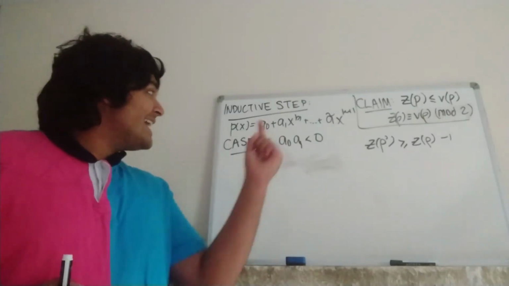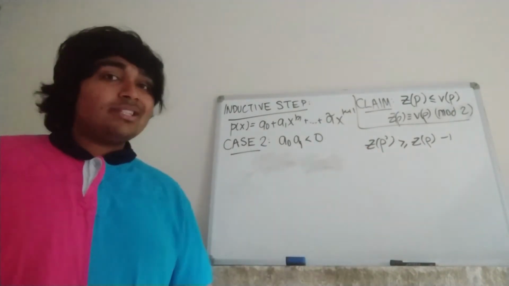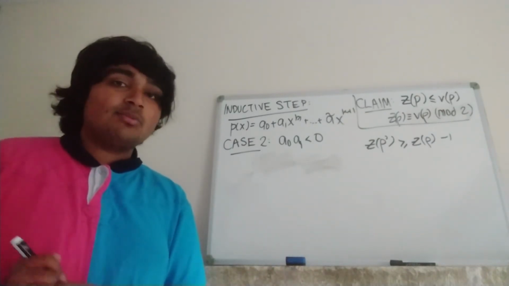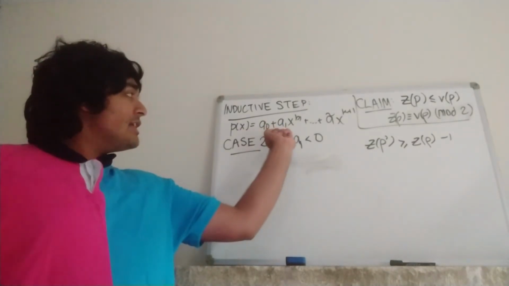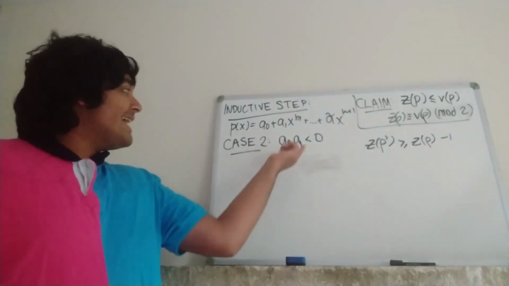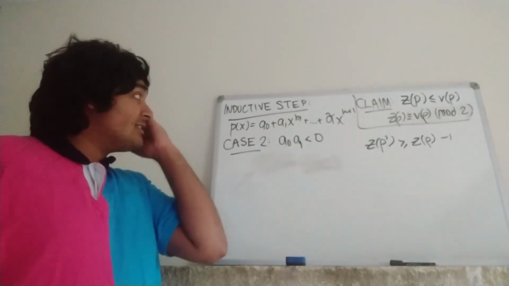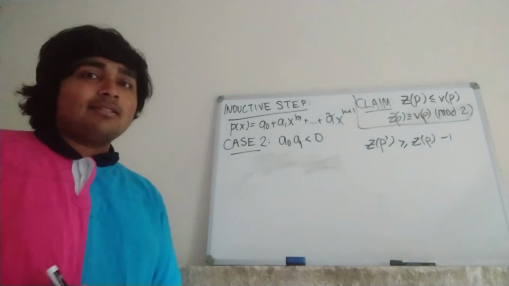Okay, so we now look at the case where a0 times a1 is negative. Like before, we can use Rolle's theorem to get this guy here, that z of p prime is bigger than or equal to z of p minus 1. But now when we consider v of p, there is a sign variation going from a0 to a1, because a0 and a1 have different signs. Essentially by looking at this case, a0 times a1 is negative, so these guys have different signs, so there is a sign variation.